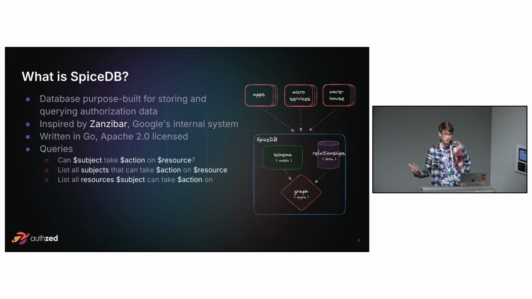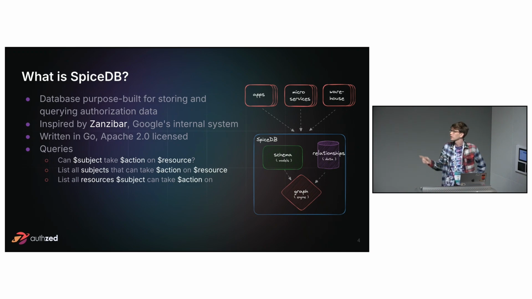An example of queries you can do in SpiceDB is asking whether a subject can take a particular action on a resource. That's just a permissions check, which should be super familiar to people. But where SpiceDB really shines, and the advantage it gets by owning the data in its own database, is that you can do a different style of queries on this data, like discovering all the subjects that can take a particular action on a resource, or discovering all the resources that a particular user can take an action on.